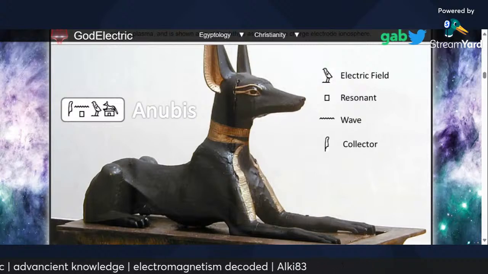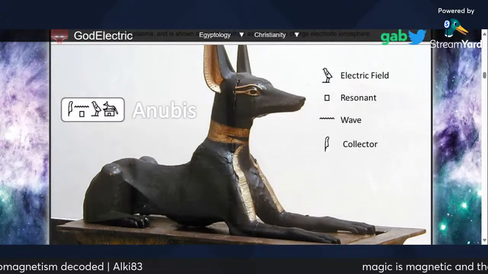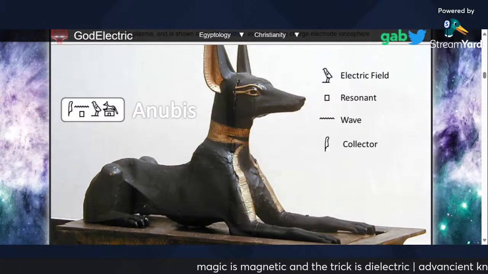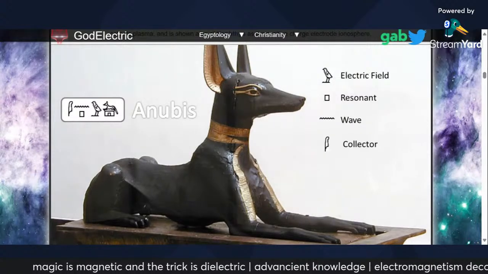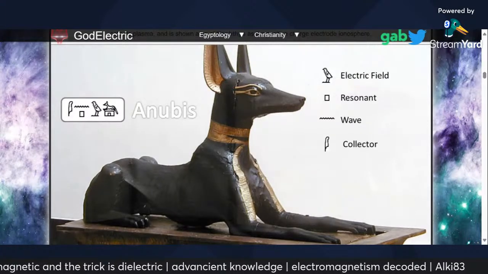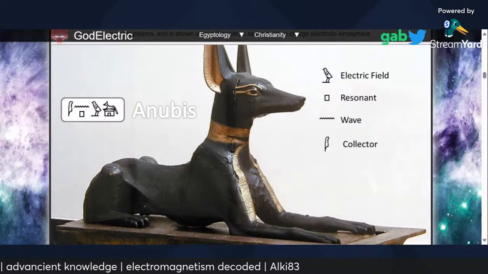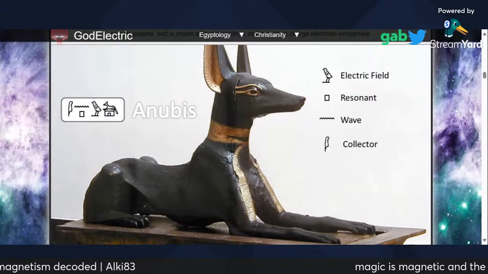His hieroglyphs describe him as the electric field resonant wave collector, explaining both how stars function using resonance and how life can be electrically decoded by God using resonance of the different organs in the body. Anubis is the only one who would carry out the embalming process, showing that the resonance of the electric field of different organs is important when decoding life.